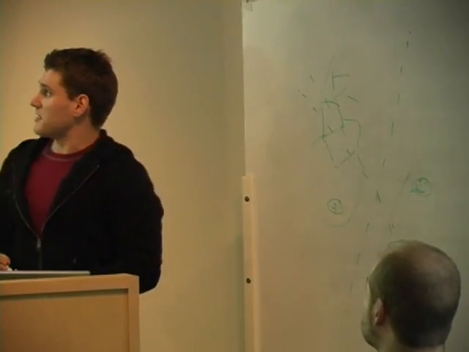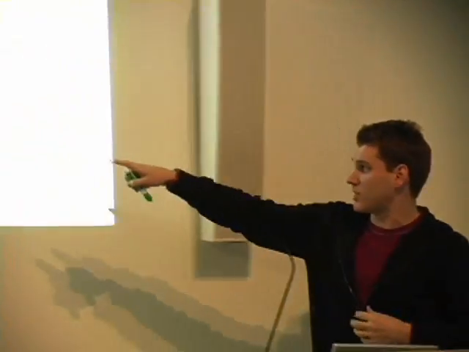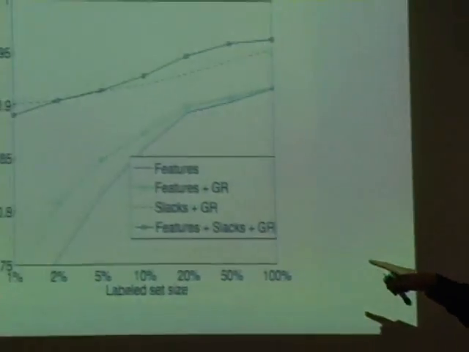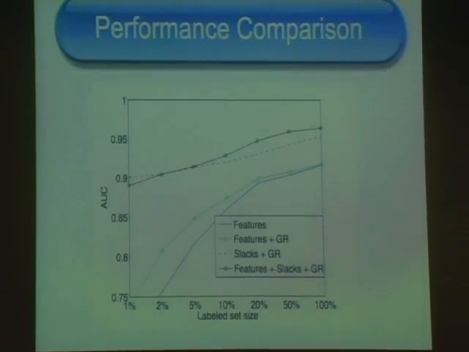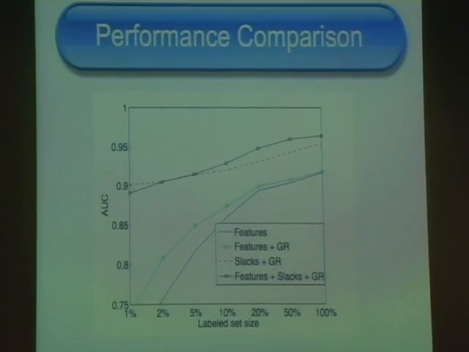So if you throw in graph regularization, you do get a slight performance boost, particularly when the number of labeled nodes is very, very small, which makes sense. When you have fewer and fewer labeled nodes, you do a lot better. The big boost seems to come from slack variables. You add those slack variables in, you get a huge improvement in performance. And that seems to be the following.